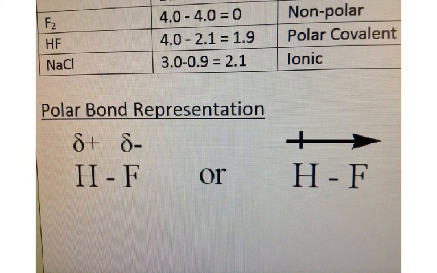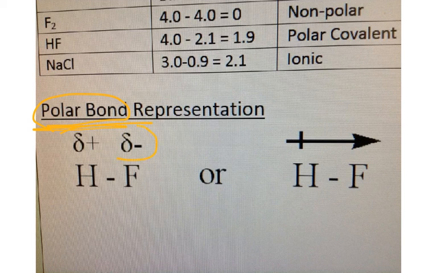All right, how do you show that there is a pull going towards one individual element? This is for only polar bonds. For nonpolar, you do not show this. For ionic, you do not show this. This is entirely for only polar bonds. So there are two different ways that you can do it.